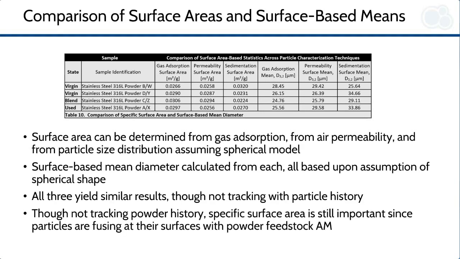Even though specific surface area is not giving insight into changes that may be occurring with powder usage, at least through 8 printing cycles, the envelope surface of AEM powder feedstock is still significant, as that is where fusion of particles is taking place. Air permeability envelope surface area, as well as that calculated from sedimentation particle size distribution, are readily available ways to obtain a specific envelope surface area, though gas adsorption is by far the most used means to determine specific surface area of materials.